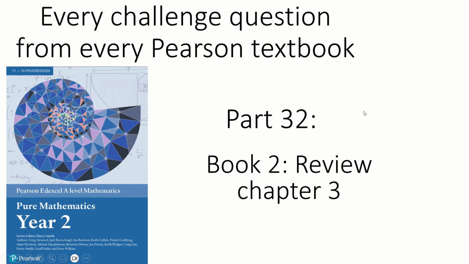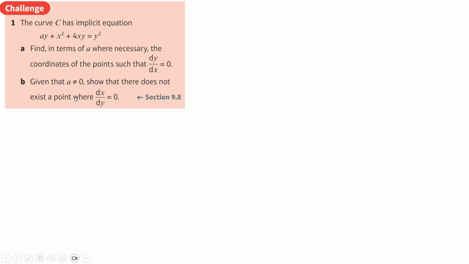The last part of doing every challenge question in regular A-level maths pure books is book 2, review chapter 3. Let's just do it. To differentiate this, every time we differentiate y, we're just going to tag on a dy over dx. And every time we differentiate x, we're just going to do it normally. So this could be a dy over dx plus 2x.